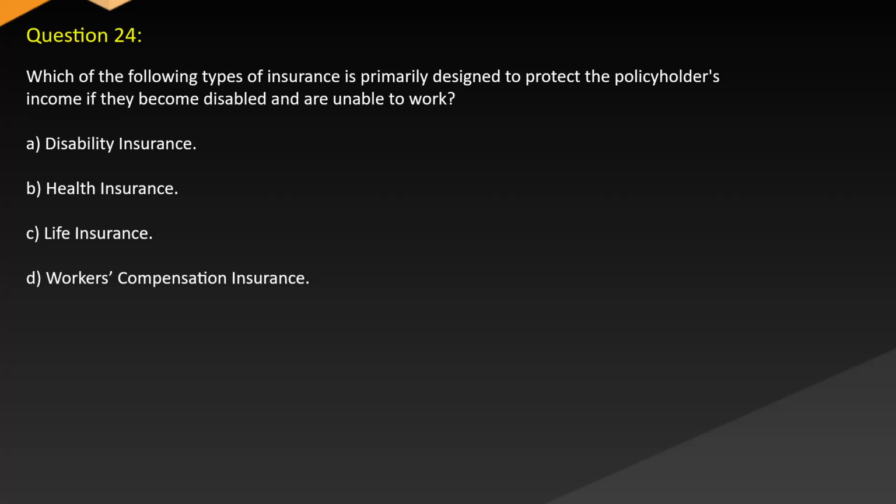Question 24. Which of the following types of insurance is primarily designed to protect the policyholder's income if they become disabled and are unable to work? A. Disability insurance. B. Health insurance. C. Life insurance. D. Workers' compensation insurance.